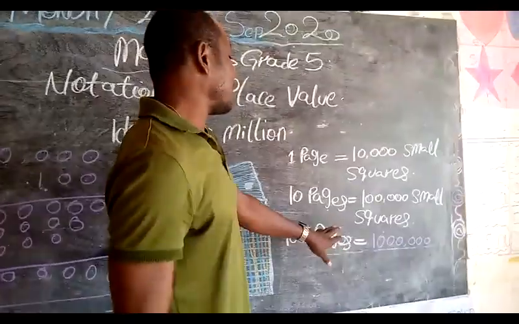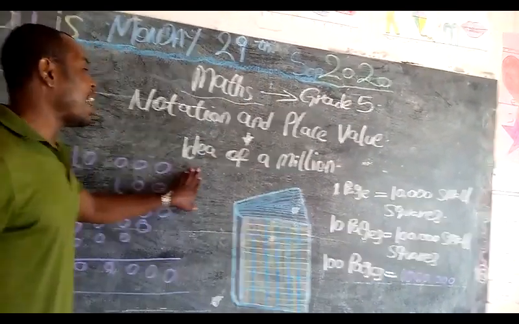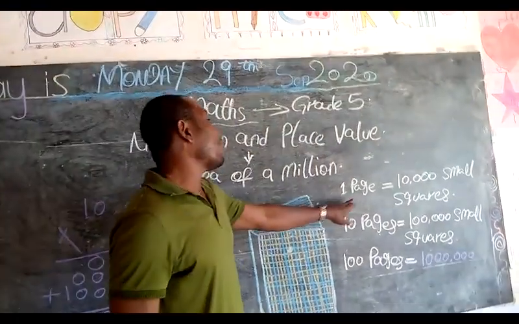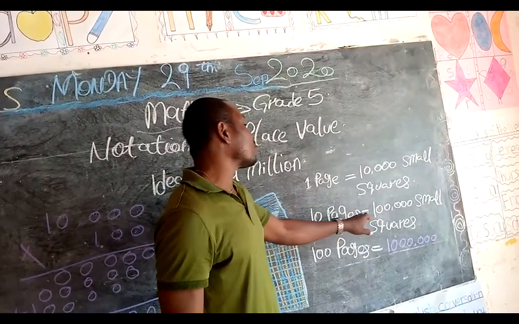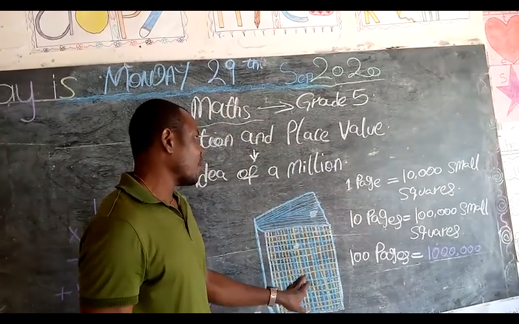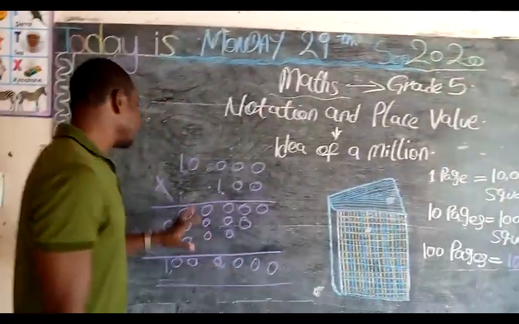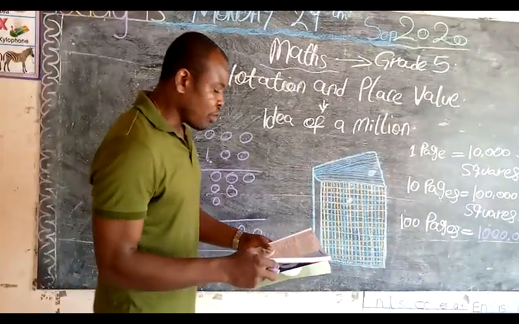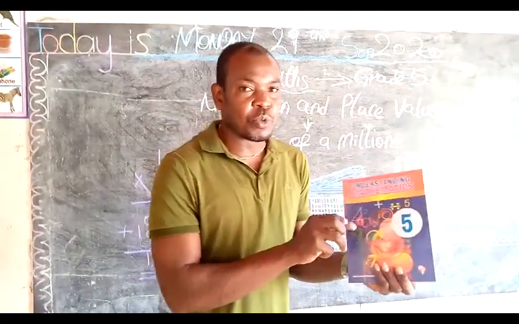So this is just a very brief example of the idea of a million. In a quick summary, 1 page is equal to what? 10,000 small squares. 10 pages gives us what? 100,000 small squares. Now 100 pages of this book gives us what? 1 million small squares. This is the calculation. This is how we did it. So look closely at your book. I'm drawing my teaching from our normal, usual mathematics textbook.